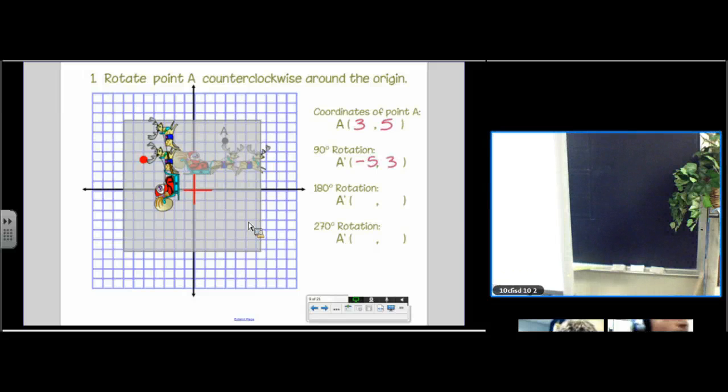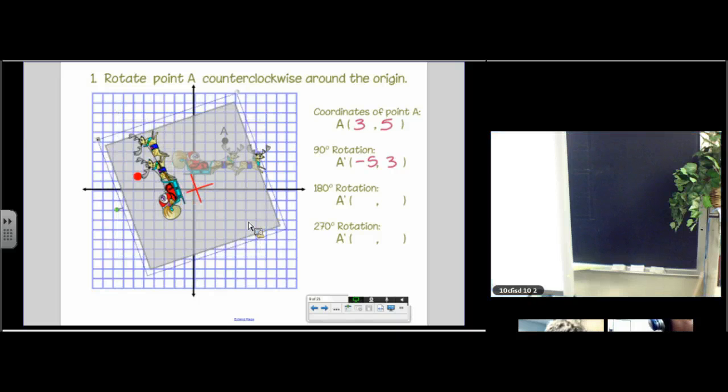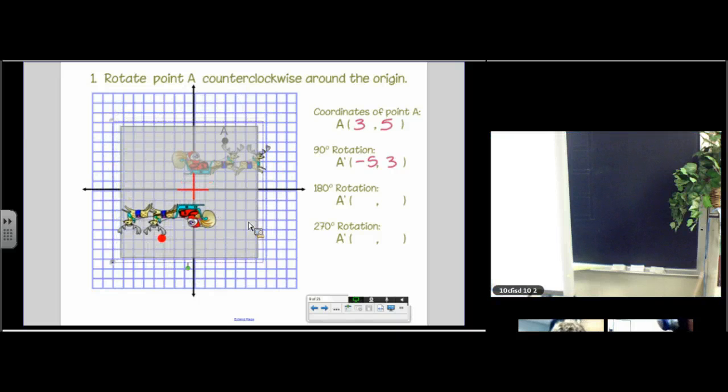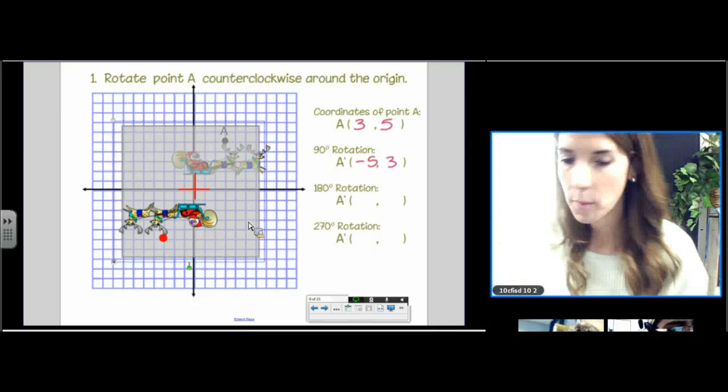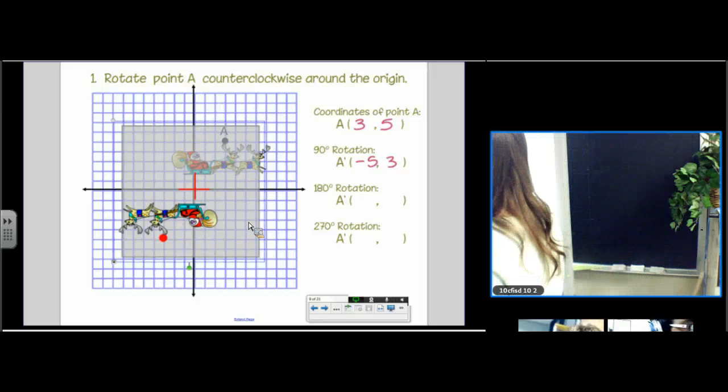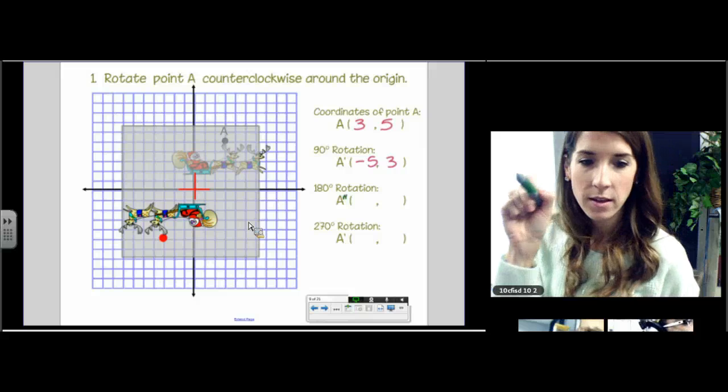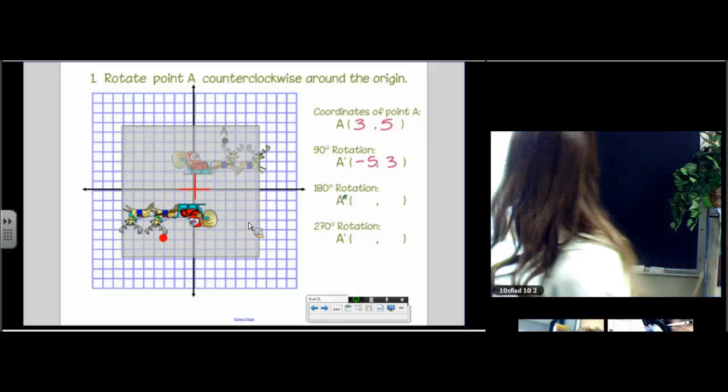Okay, let's do it again. 90 degrees more. Ready? Now, what are the coordinates of A double prime? I don't really like to call it A prime. This would be A double prime. -3, -5.